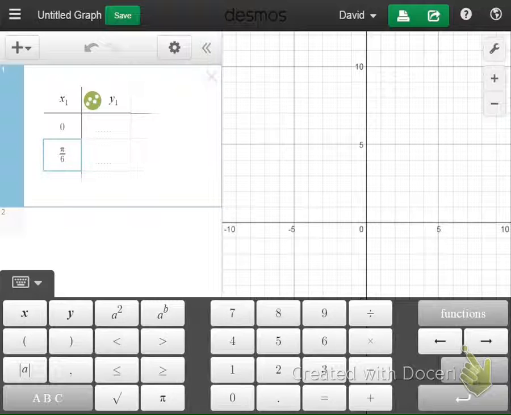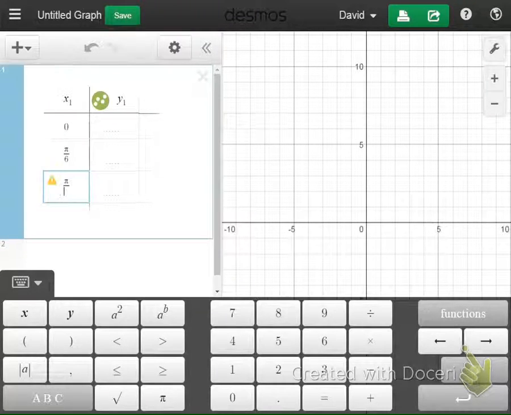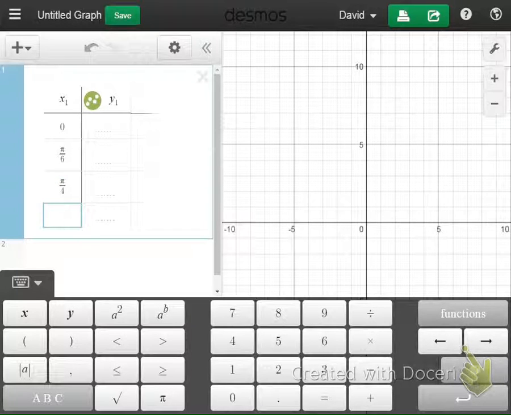Can you see the mouse? No. But it's down in the keyboard section. Down here there's a pi button, or you can just type in pi, and that will give you the pi symbol as well. So pi over 6, then I have pi divided by 4, pi divided by 3, and then pi divided by 2 was undefined, so I'm going to skip that one.